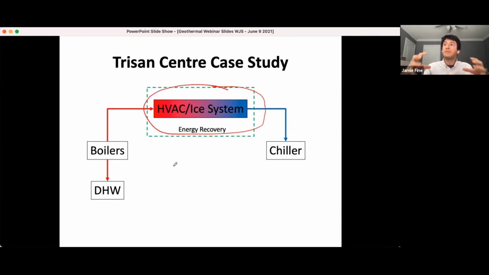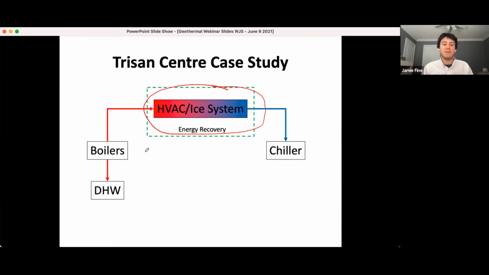As I said before, these two systems are coupled together through energy recovery. So if the building needs heat, it can actually take the heat out of the ice sheet and move it into other areas of the building to save energy. So you're not using a boiler, for example, to heat up something in a hydronic system. But there are still times that this building requires heat to be added.